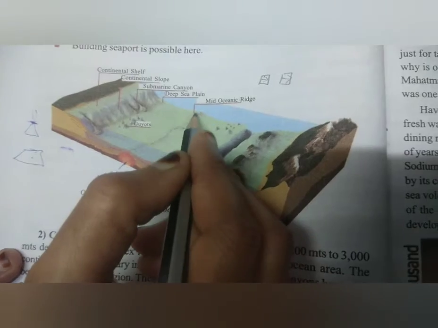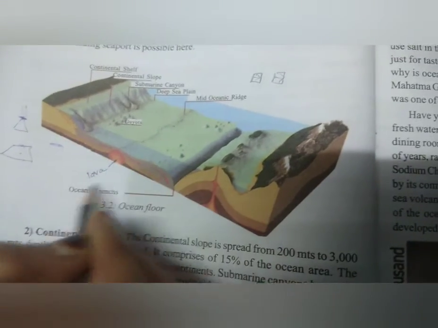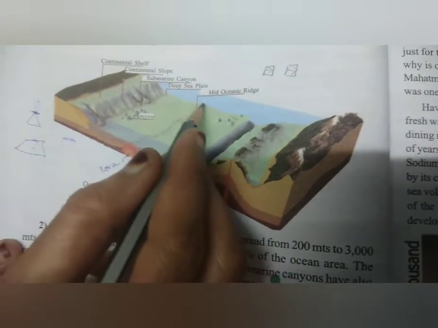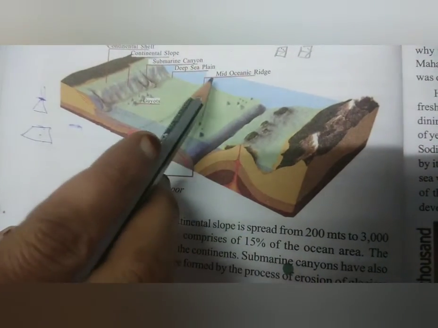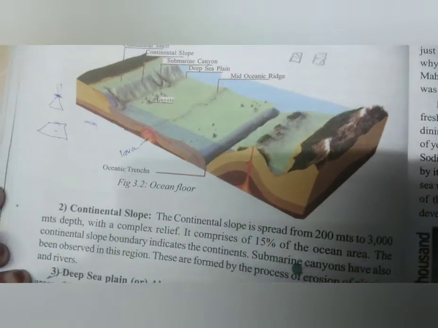Okay. So these ridges will be formed from the lava here. These ridges will be formed from the lava like this. Okay. So this is known as the mid-oceanic ridge.